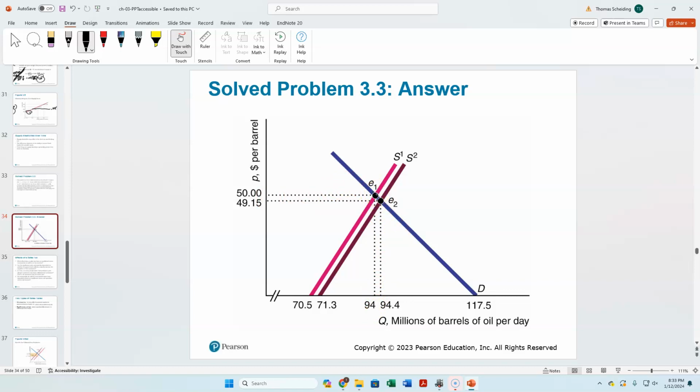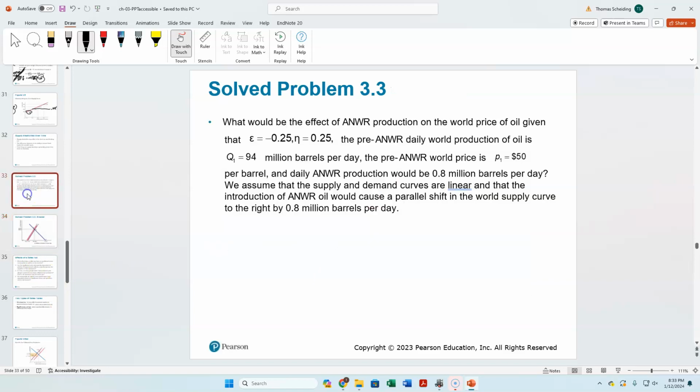And it's asking us to now calculate, given this, what is our new supply function? Well, we can calculate that. The way that we can calculate that is we know now what our supply elasticity is. So in other words, that's our delta P, delta Q, P over Q.